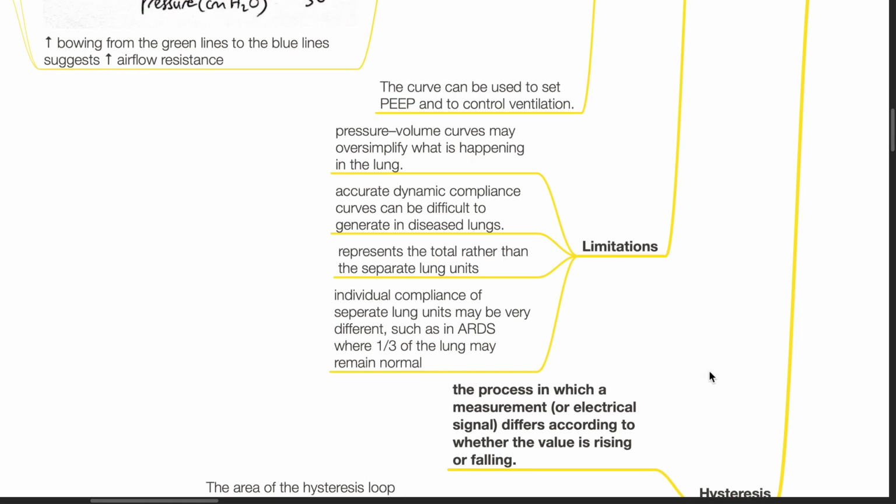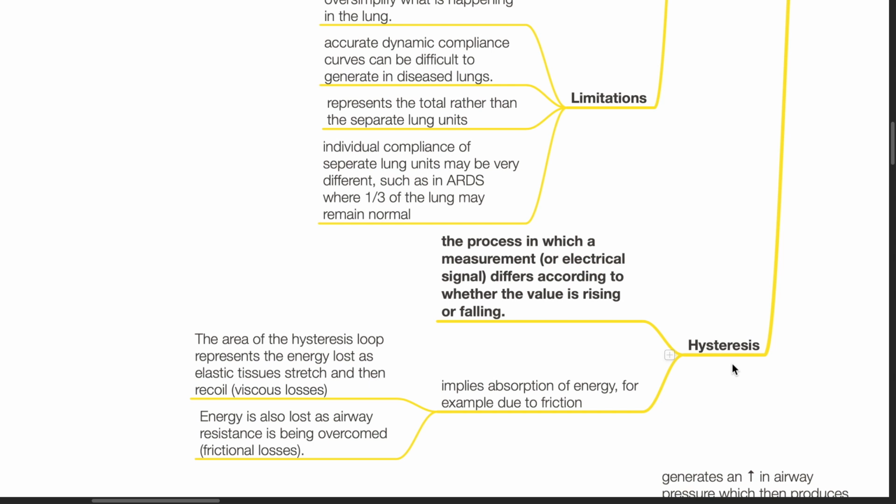Hysteresis is the process in which a measurement or electrical signal differs according to whether the value is rising or falling, and this occurs in a PV curve. It implies absorption of energy, for example, due to friction. The area of the hysteresis loop represents the energy lost as elastic tissues stretch and then recoil due to viscous losses, and energy is also lost as airway resistance is being overcome, frictional losses.